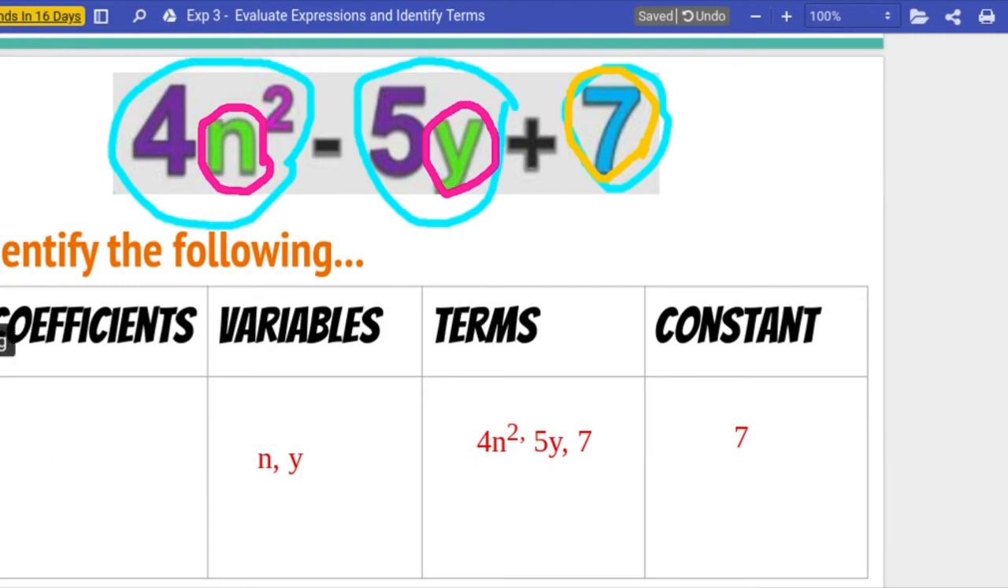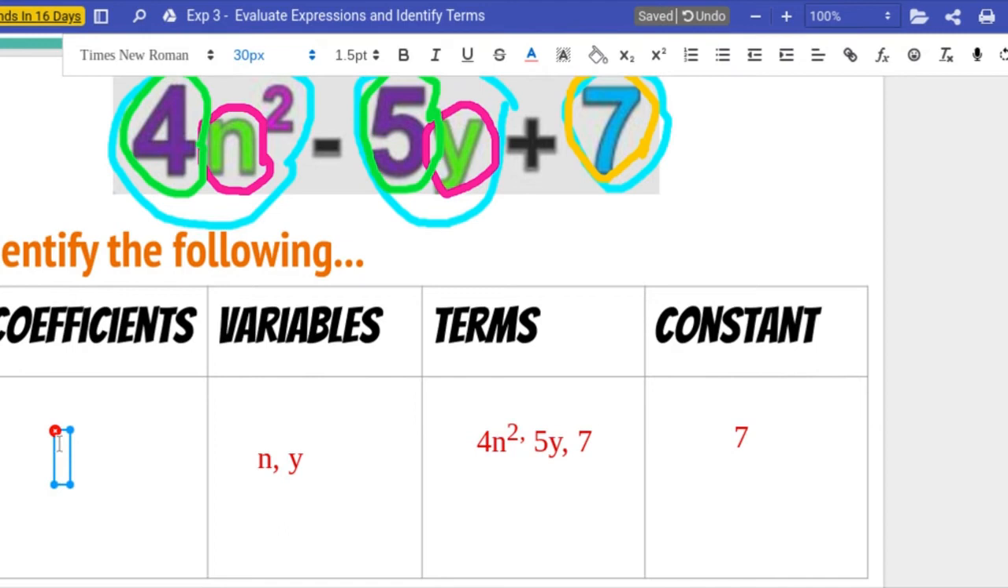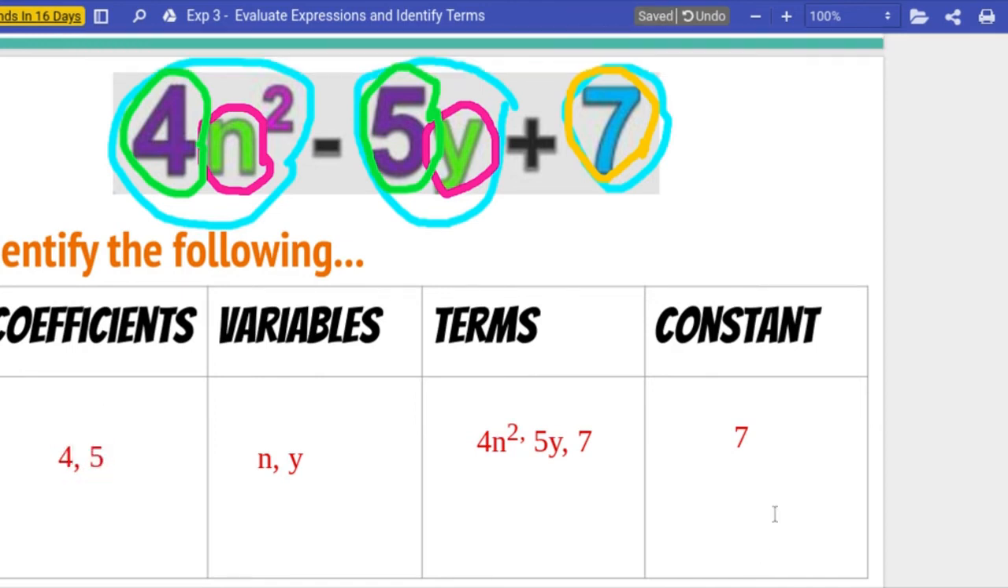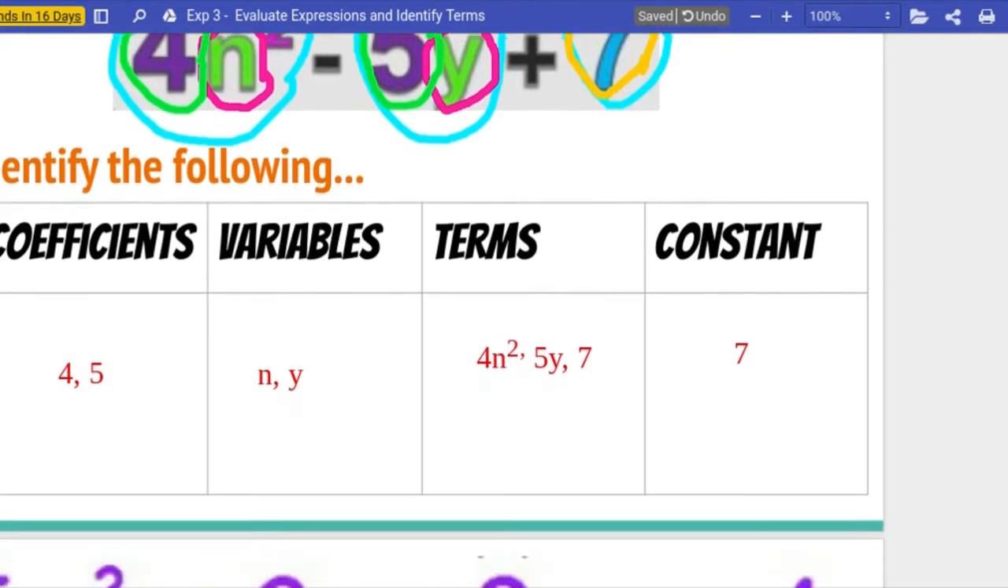And the last thing we're going to look for are the coefficients. So a coefficient is this constant that sits right in front of the variable. It's kind of attached to it. It's its buddy. So we have 2 coefficients. We have 4 and we have 5. So those would be the different parts of our expression: coefficients, variables, terms, and constants.